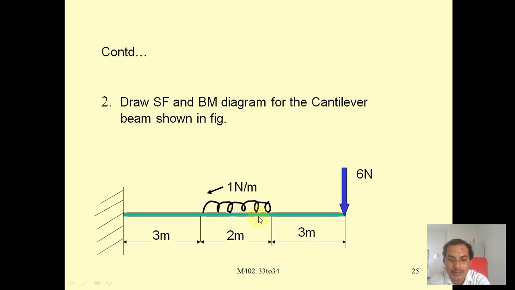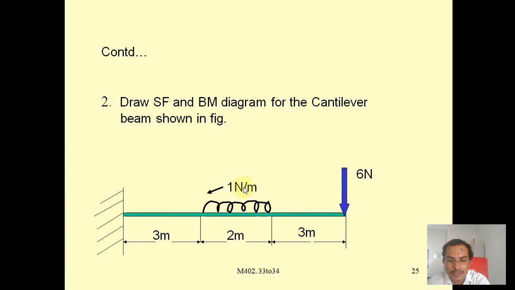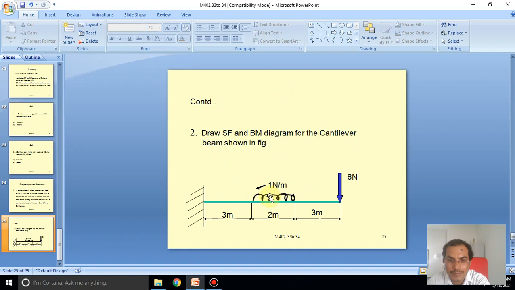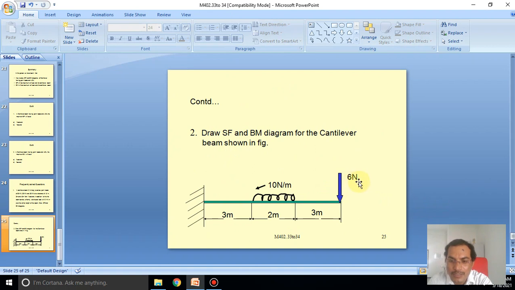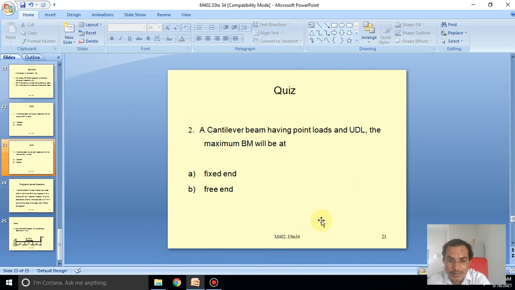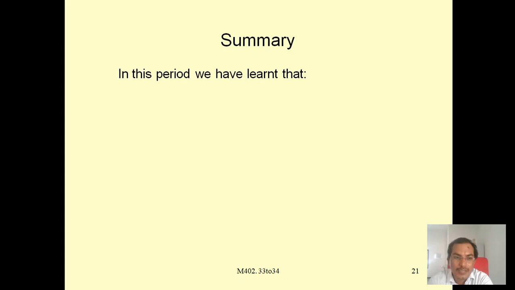And the UDL load is given here. The point load is 6 kilonewton and the UDL is 10 kilonewton per meter. This is the example problem, we can discuss that, and also we have some example problems as a summary in this topic.